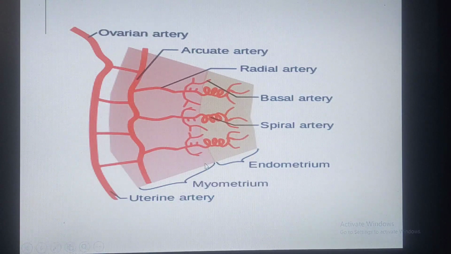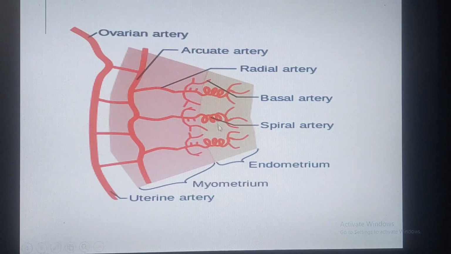And then within the endometrium, we are going to have 2 areas. We have the stratum basalis and then stratum functionalis. The smaller stratum basalis will have mainly what we call the basal artery, coming from the radial artery, and then there will be some coiled arteries, also coming from there, and these are known as the spiral arteries.